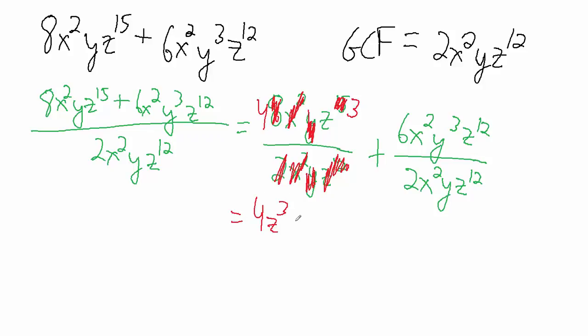All right, then what we have left here is plus what? Well, 2 goes into 6 3 times. X squared cancels with x squared perfectly again, that's great. Y cancels with y cubed, leaving us y squared. And then z to the 12th perfectly cancels with z to the 12th, leaving us just a factor of 1. So the result of simplifying this term is 3y squared.